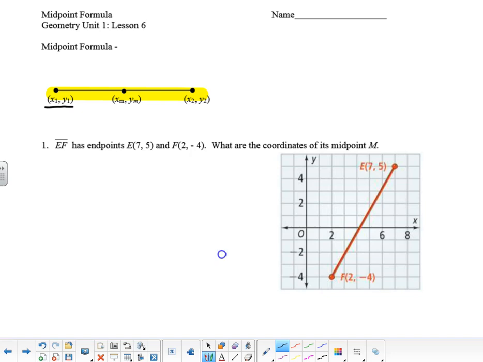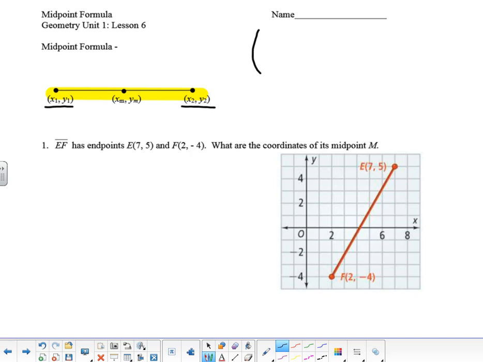So this is our first point, x sub 1, y sub 1. This is our other endpoint, x sub 2, y sub 2. And then the middle is just x sub m, y sub m. That just means this one's in the middle. So here is the formula for midpoint.